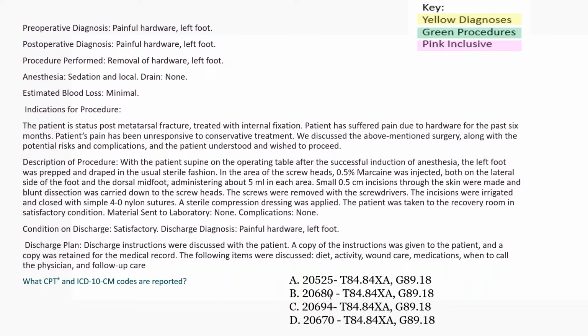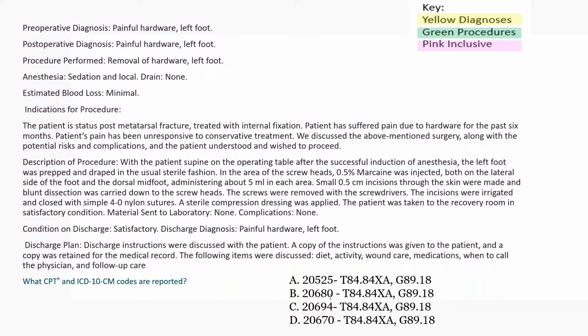Preoperative diagnosis, painful hardware left foot. Postoperative diagnosis, painful hardware left foot. Procedure performed, removal of hardware left foot. Anesthesia, sedation and local. Drain, none. Estimated blood loss, minimal. Indications for procedure. The patient is status post metatarsal fracture treated with internal fixation. Patient has suffered pain due to hardware for the past 6 months. Patient's pain has been unresponsive to conservative treatment. We discussed the above-mentioned surgery along with the potential risks and complications, and the patient understood and wished to proceed. Description of procedure.